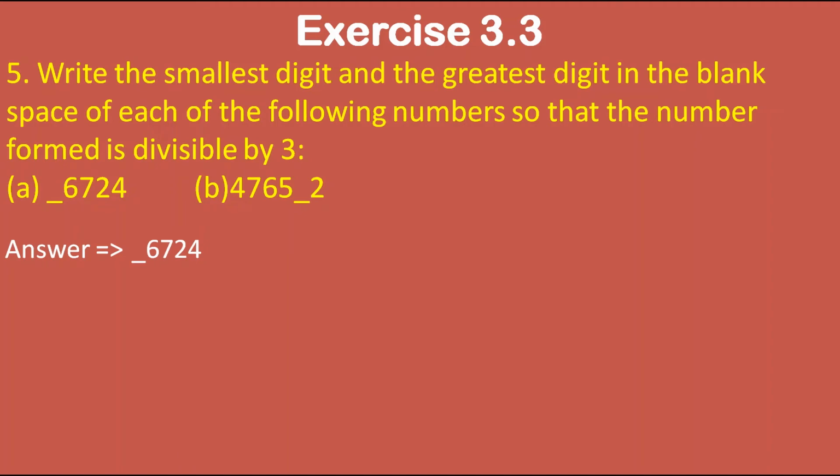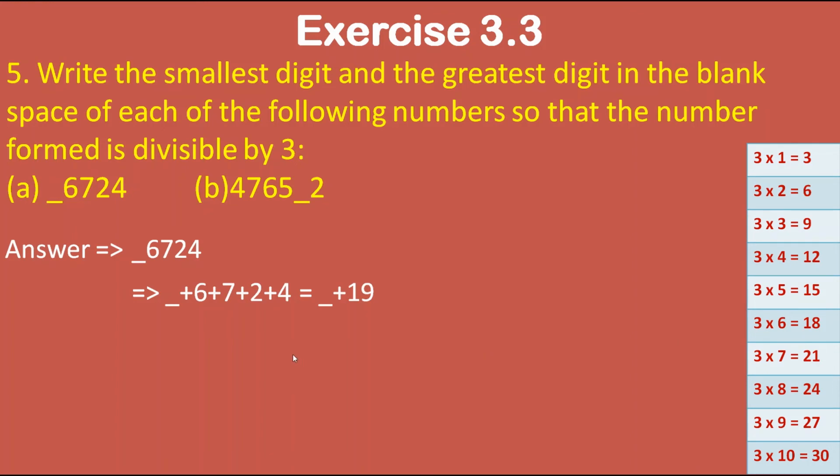So let's add the digits which we have. So dash plus 6 plus 7 plus 2 plus 4 gives us the answer as dash plus 19. Why have I written the dash? Because that is the blank space. We don't know which number is there. So first we found that 19 is the sum of the remaining digits. Okay, so let's check the multiples of 3. See here, above 19 we have to check now, because if we add any number, we get a number which is above 19.